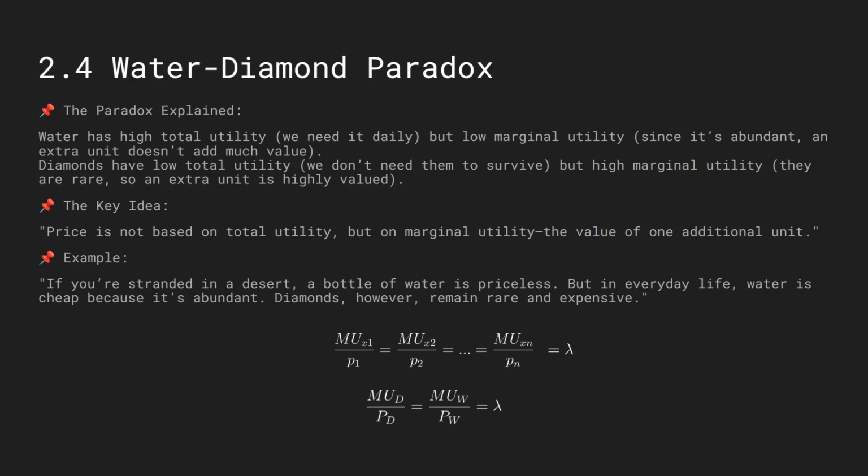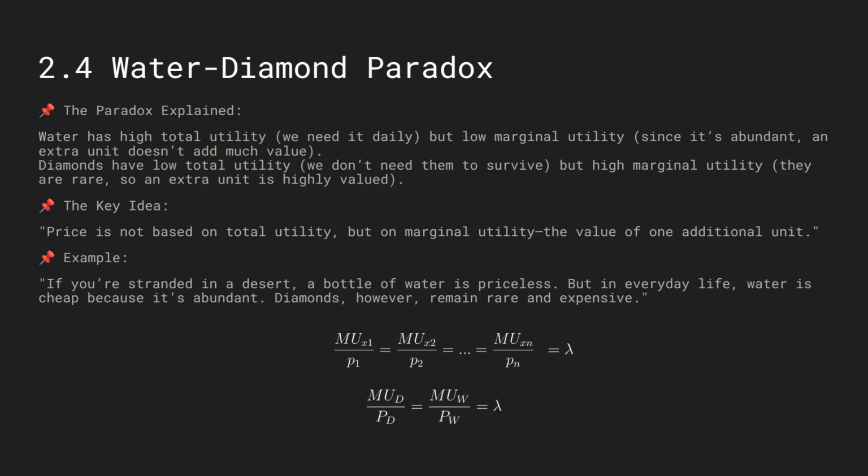The paradox is that water has high total utility. We need it daily, but it has low marginal utility, since it's abundant and an extra unit does not add much value. While diamonds have low total utility, we do not need them to survive, but high marginal utility. They are so rare that an extra unit is highly valuable. The price is not based on total utility, but actually on marginal utility.